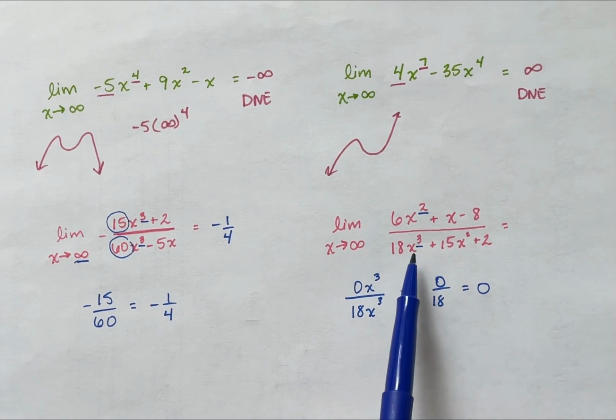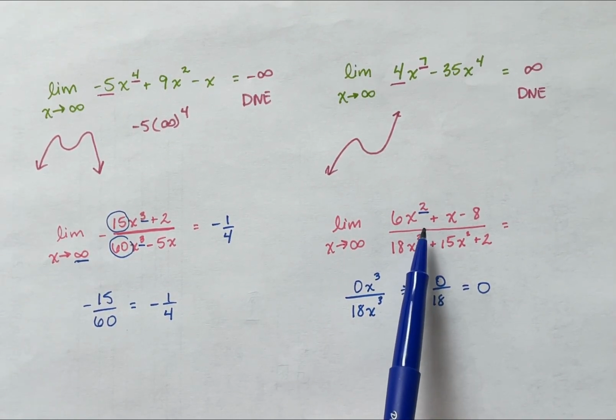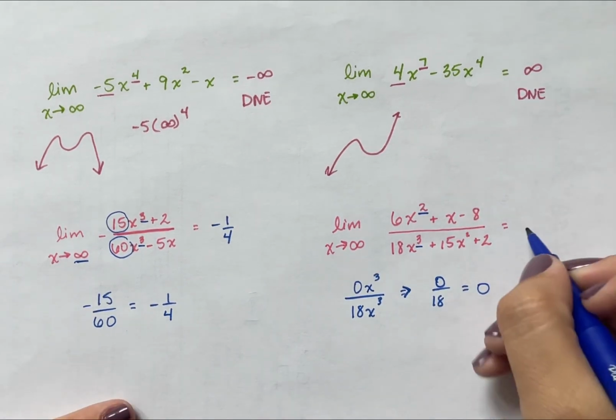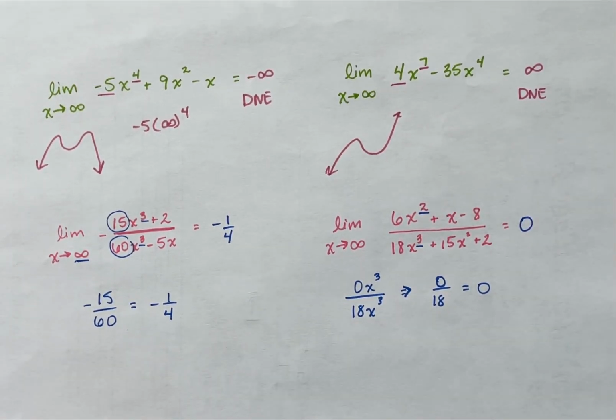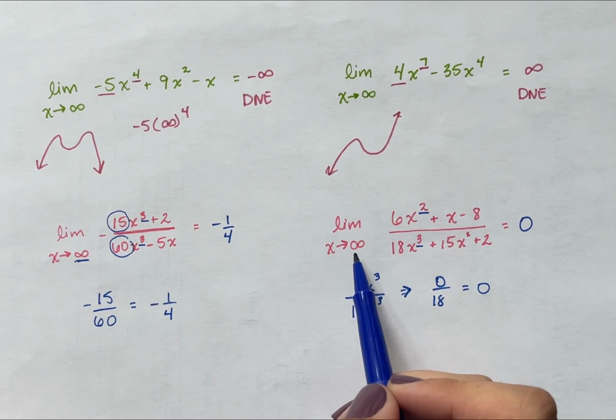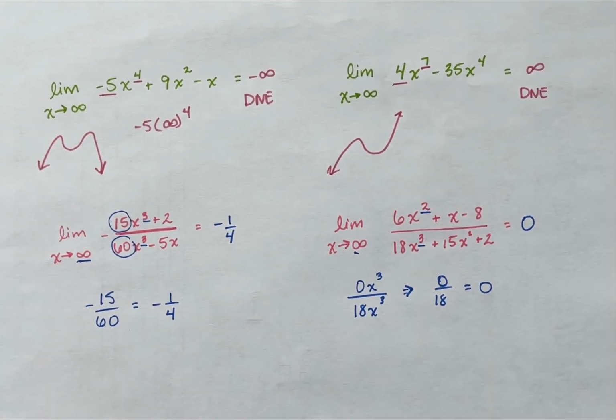So in this case, when the denominator has a larger degree than the numerator, that means we will have a horizontal asymptote at y equals 0, so the limit as x approaches infinity is also equal to 0.